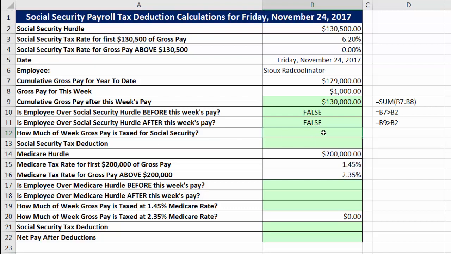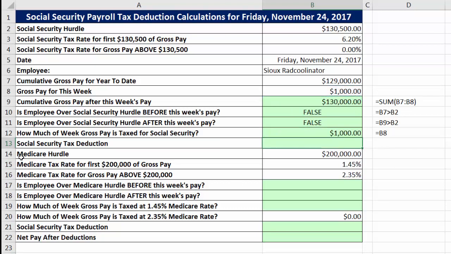Now, this one is obvious because we know it's the whole amount. But in our next example, we'll see that when you jump over the hurdle, it's not all of the earnings, it's just part of it. So we have this separate line, this separate calculation that asks the question, how much of this week's gross pay is taxable? So you ready? Equals, it's just the whole amount.